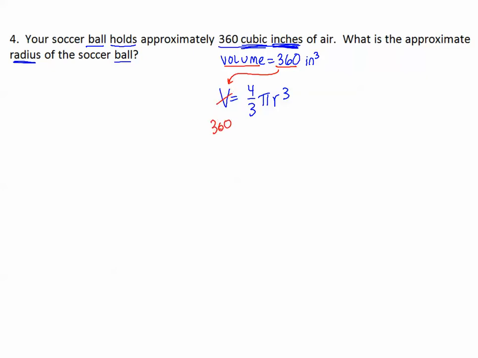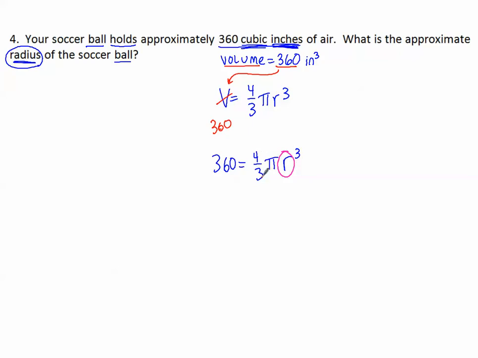So let's rewrite this equation. 360 equals 4/3 pi radius cubed. We're trying to solve for the radius. Find the radius of the soccer ball. We want to get r by itself. We want to get r to have nothing else around it. So let's start working from the farthest things out from r, like the 4/3.